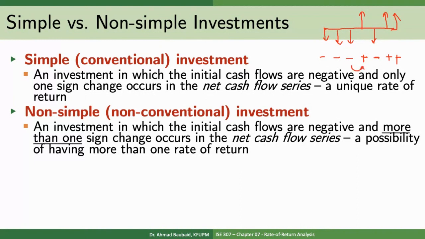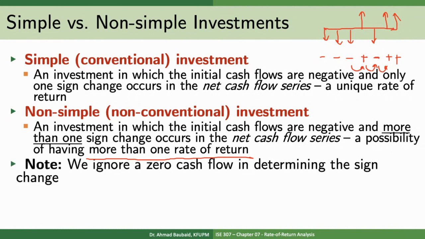So here I had one sign change here. I had another sign change here. I had a third sign change here. So I have more than one sign change in my net cash flow series. This is called a non-simple investment. And the reason why it's important to differentiate is the following. In non-simple or non-conventional investments or projects, it is possible, but not always the case, that you have more than one rate of return. Sometimes you will have a non-simple investment that has a unique rate of return as well. But in some cases, non-simple investments will have multiple rates of return, and then we would have to address those differently because of this issue.